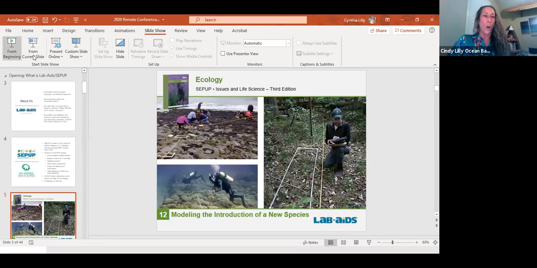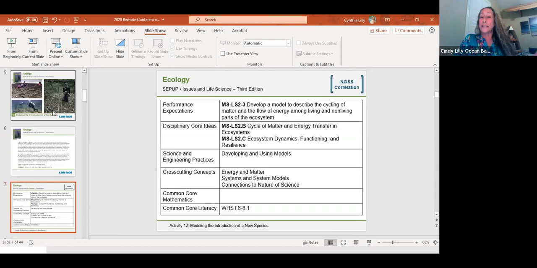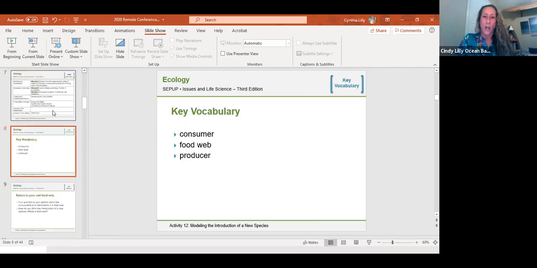All right, so let's do this. So the standards that are formally assessed in this activity: developing a model to describe the cycling of matter and the flow of energy, and ecosystems are dynamic, functioning, and resilient. And the kids are going to develop models in this activity.